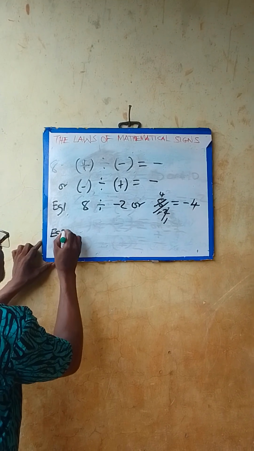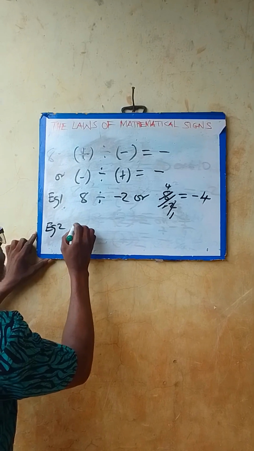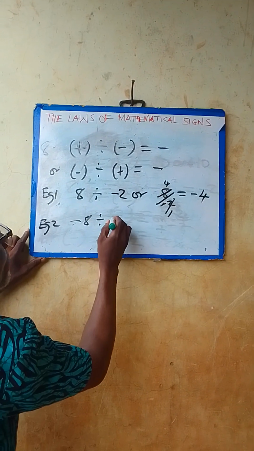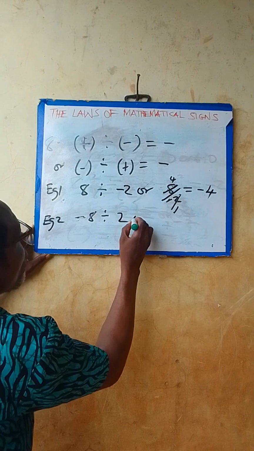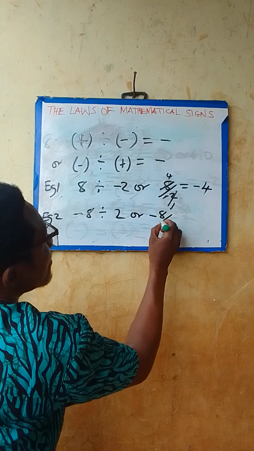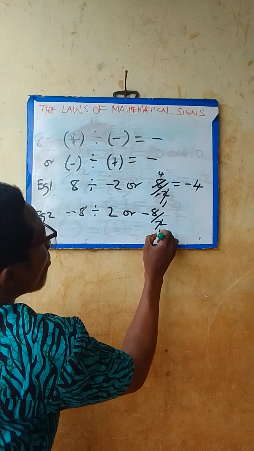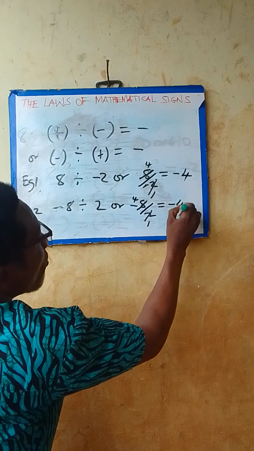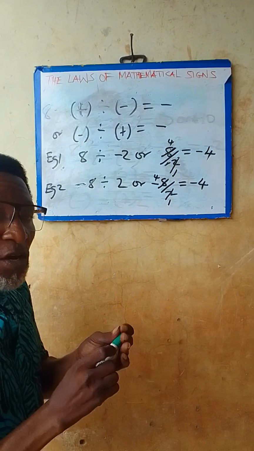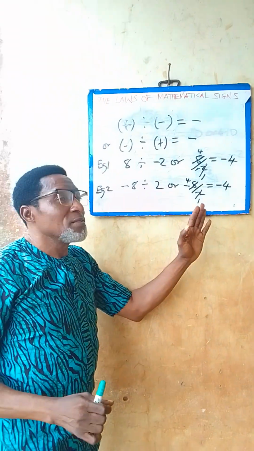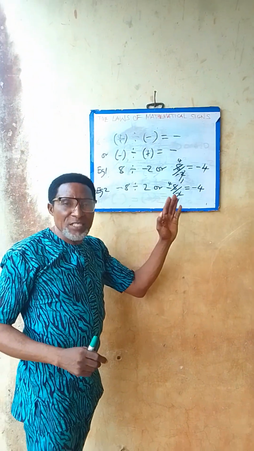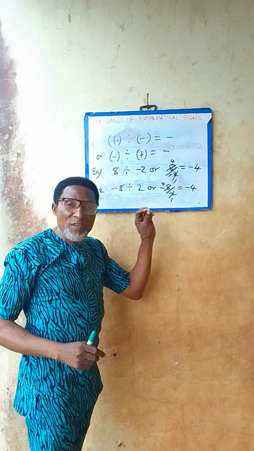Example 2, you might have minus 8 divided by plus 2. Or you write it this way, minus 8 divided by plus 2. 2 goes into 8 four times. So you end up having minus 4. So when two numbers of different sign are divided, the result will be negative. That is what you should have in mind.